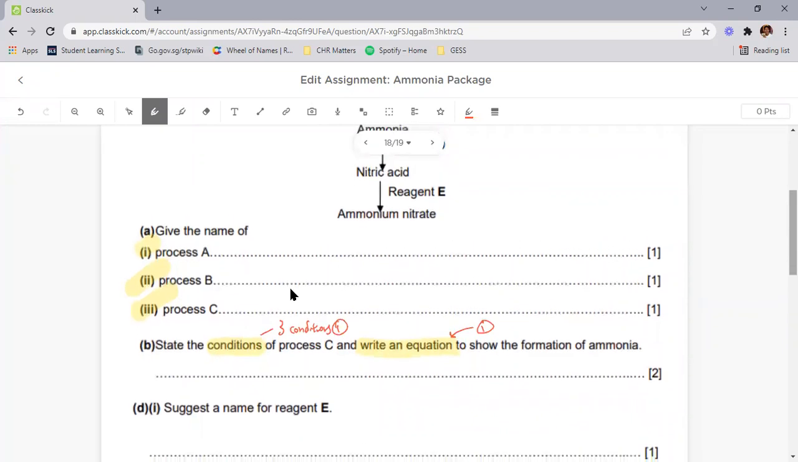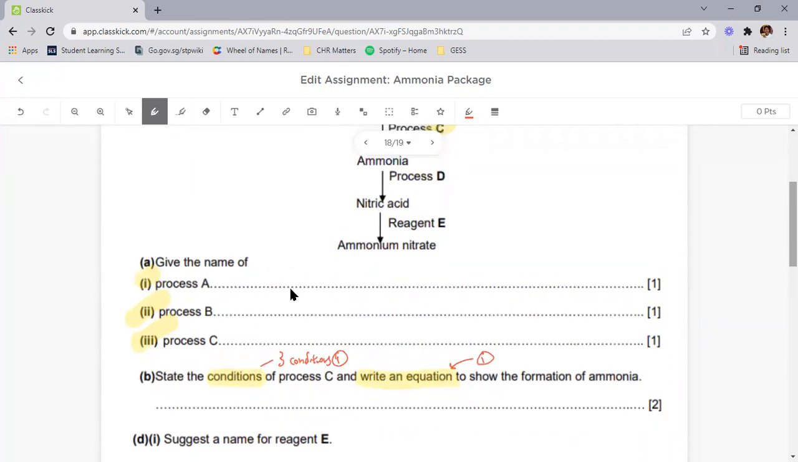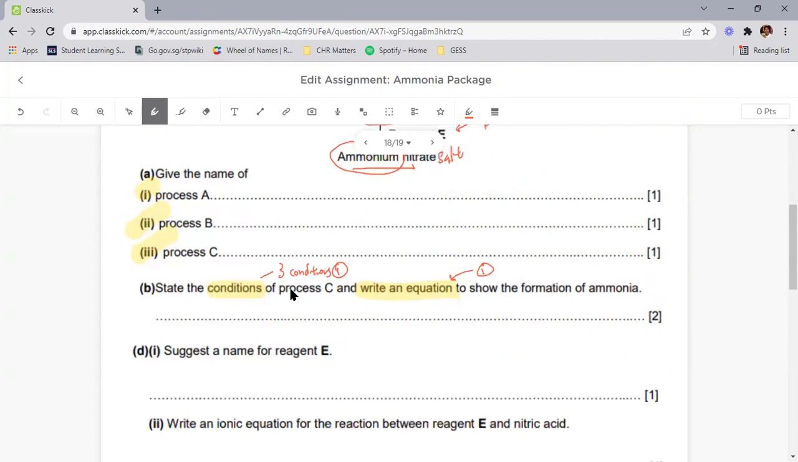Okay, suggest a reagent E. Wow, that's it. Never learned this process before. Don't even worry. Think about it carefully. This is a salt. This is an acid. Acid plus what gives you salt? Acid plus my alkali or acid plus a base. So this reagent E should be a base slash alkali. And what should my reagent E have? It must have my ammonium, right? So what is an alkali that has ammonium inside? The only other thing you know is this must be ammonium hydroxide. Okay? This is also known as your aqueous ammonia.